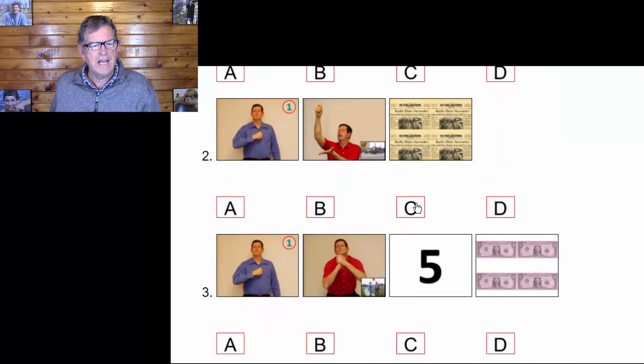Okay, número dos. Vamos a seguir. This answer is, yo vendo periódicos. Now, which of these four questions would receive that answer? A. ¿Por qué vendes? B. ¿A qué hora vendes? C. ¿Qué vendes? D. ¿Quién vende? I'll say them again. A. ¿Por qué vendes? B. ¿A qué hora vendes? C. ¿Qué vendes? D. ¿Quién vende?